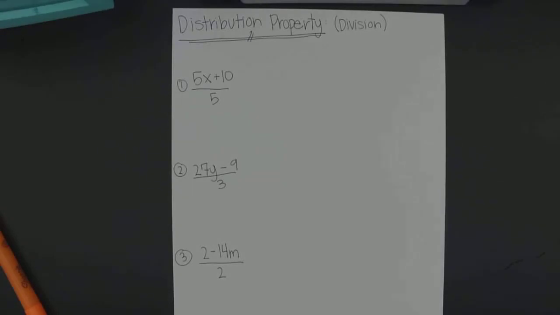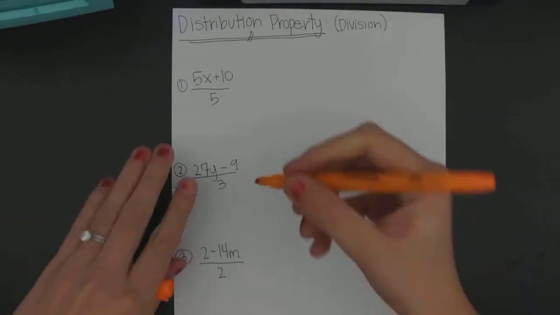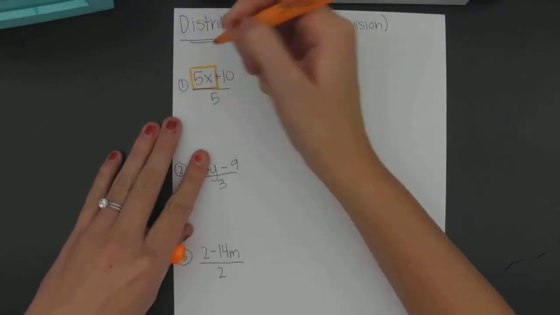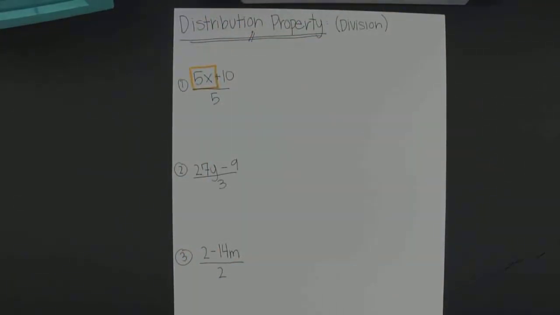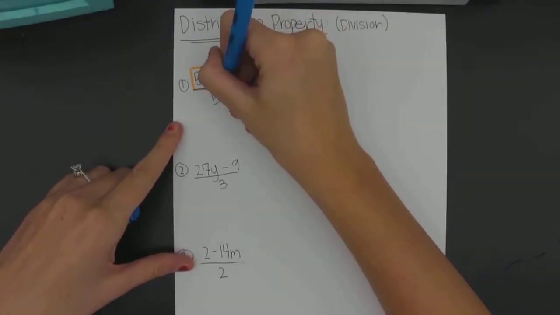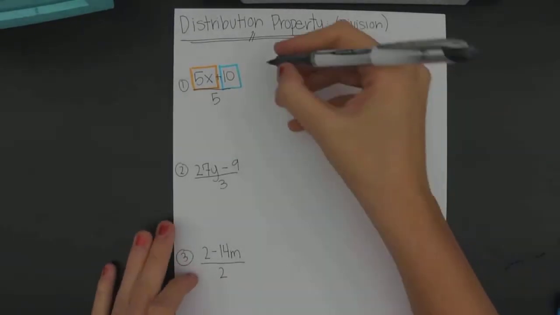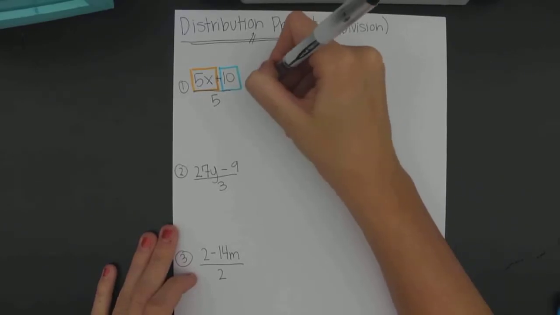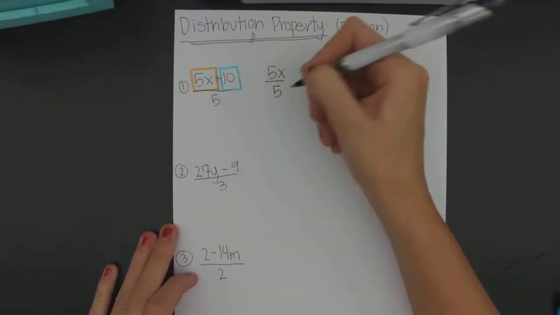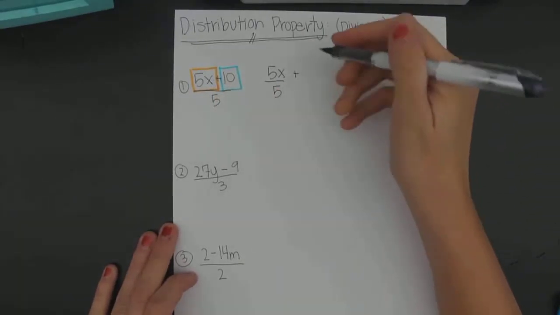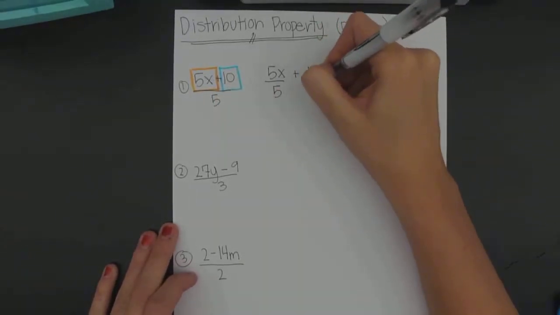So I'm going to highlight it to give you guys an example. All you're doing is breaking apart the top. Do you see how this is essentially my first number, 5x? That's my first number. I'm going to break that apart from my 10 right here, and I'm just going to rewrite it broken apart. I'm going to start with 5x, and I put it over my denominator. My denominator will never change. Keep my sign. My sign was a plus, so I just wrote plus. And then I put 10 over 5.